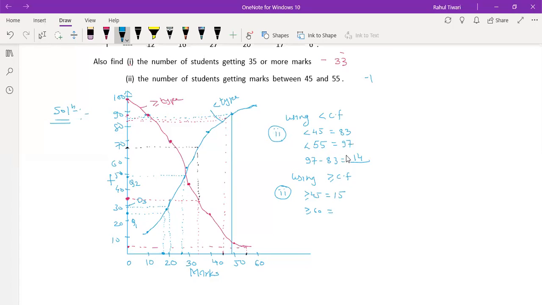What about the one greater than or equal to 60? Sorry, 55. This is 55. At 55, how much is it approximately? 2 or 3? Sorry, 3. Okay. So if you take the difference here, it turns out to be 15 minus 3, which is approximately 12. So you may get approximately the same answer.